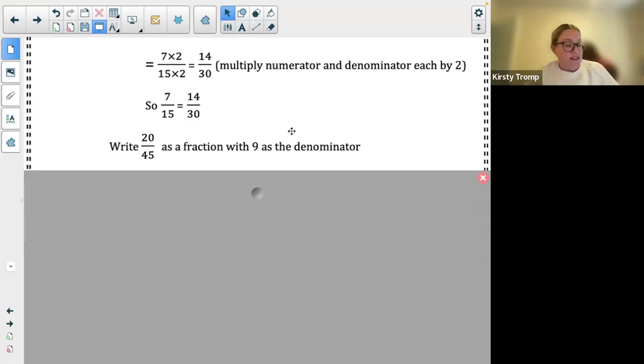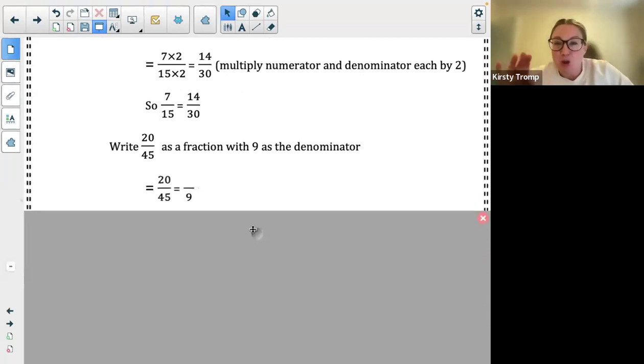If we want to write 20/45 as a fraction with 9 as the denominator, well, what are we looking at now? Okay, we're looking at 20/45 is equal to something over 9. So I need to work out, what do I divide 45 by to get to 9? 45 divided by what gives me 9? Another way of doing that is I could say 45 divided by 9 gives me, thank you, Azande and Umar, very quick there in the chat, 5.